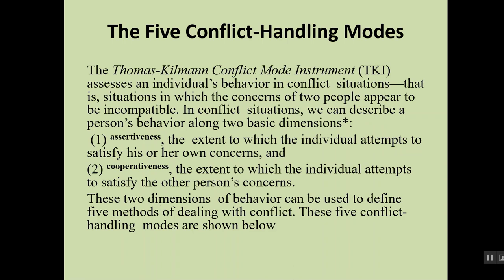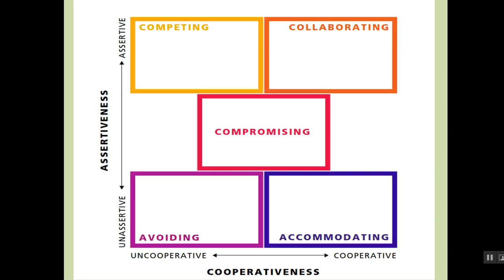So what are these five conflict handling modes? The Thomas Kilmann Conflict Mode Instrument assesses an individual's behavior in a conflict situation, that is, how the person reacts in a conflict situation. There are two basic dimensions. One is assertiveness, where the individual attempts to satisfy his or her own concern. And the other one is cooperativeness, whether the individual attempts to satisfy the other person's concern. Based on these two behaviors, the five conflict handling modes are shown below.